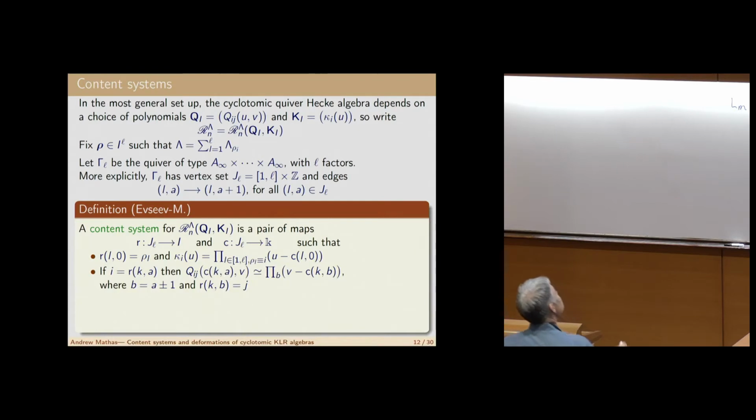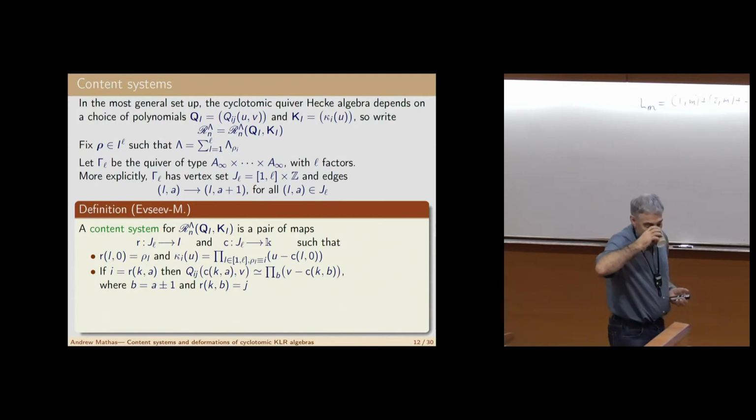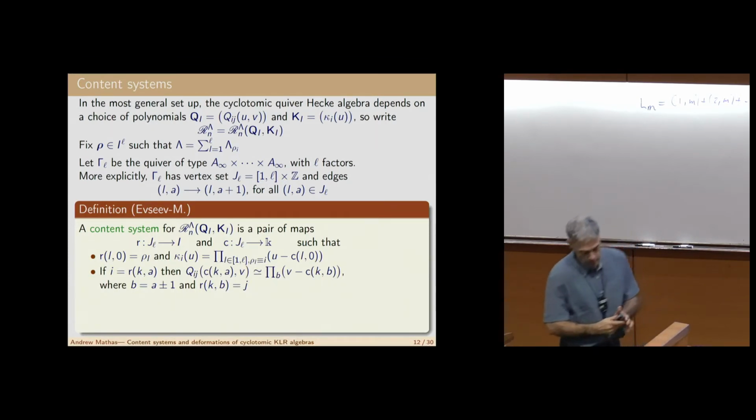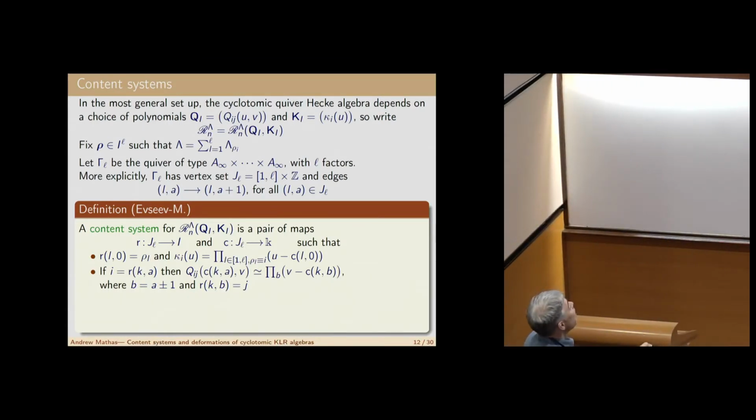The second almost says that I can recover my Q polynomials from this data. So at the moment, I is any type of quiver. Now, if I look at the Qij polynomial evaluated at the content and v, then it should be equal to this. So I look at b being a plus or minus 1, and I match up the residues of b with j. And if they match up, I get this product. And by this little squiggly equal sign here, what I mean is that these things are equal up to a unit.